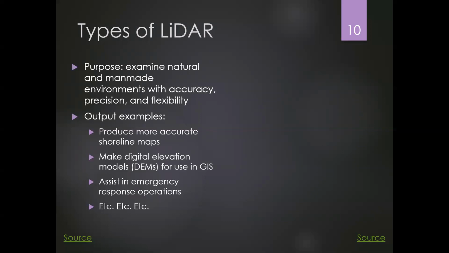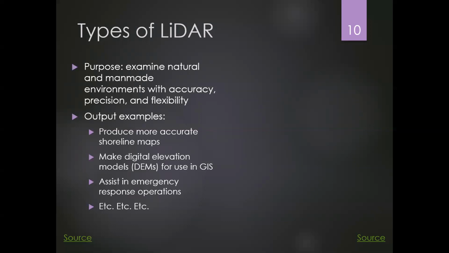You can mount it on a car, on a plane, on a drone, or even on a satellite. That's flexibility, right? They have different spatial and spectral resolution, right? Output examples: produce more accurate shoreline maps, making maps, and make DEMs. DEM, the full name is Digital Elevation Models. A DEM model is basically a bunch of points. Each point has a specific value for the elevation of that location in the real world.